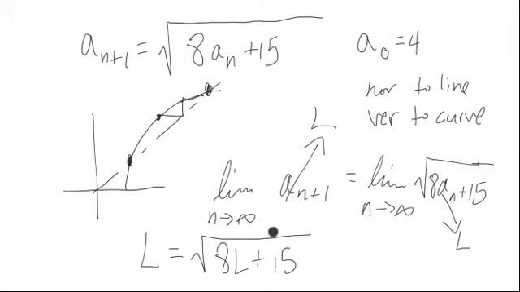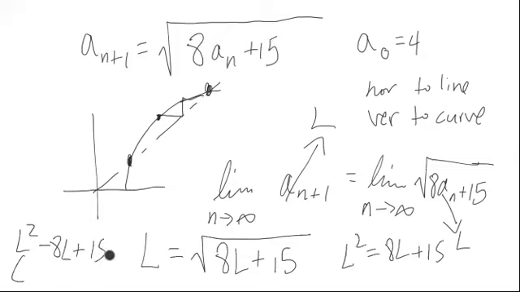Then we can solve. When we solve, we can square both sides. L squared is equal to 8L plus 15. Subtract over and look at this quadratic equation. Is that equal to 0? Factor it, and we get L minus 3 and L minus 5. So we know the intersection points are 3 and 5, and that's how we can figure out what that limit was.